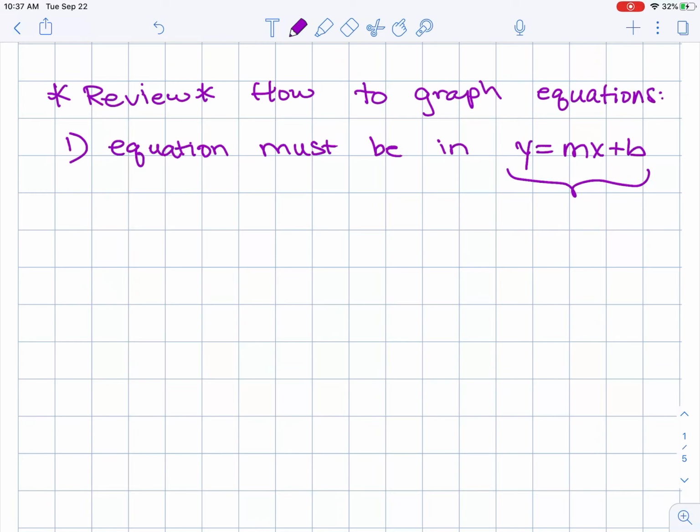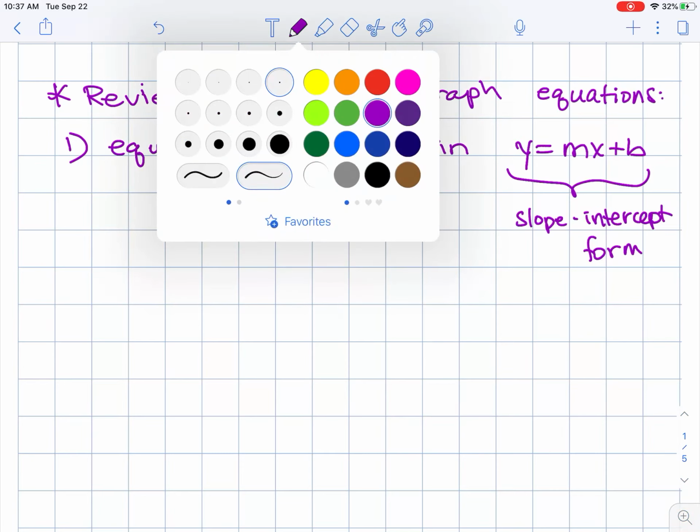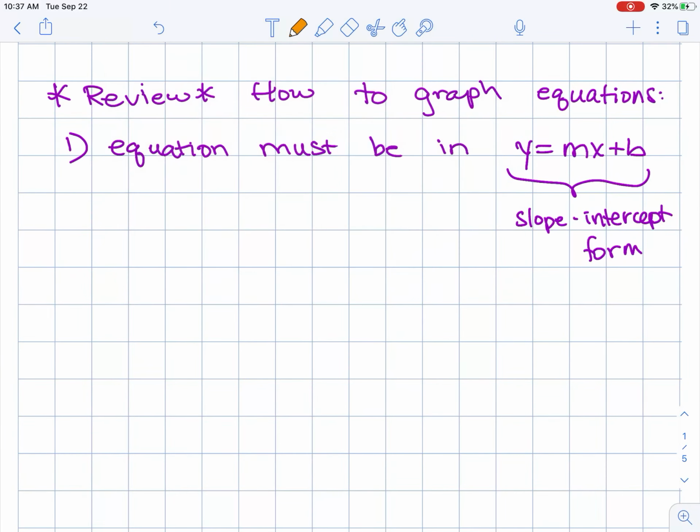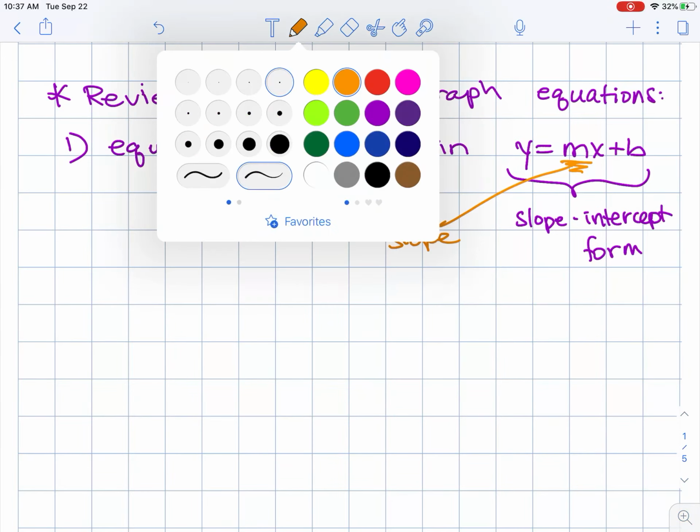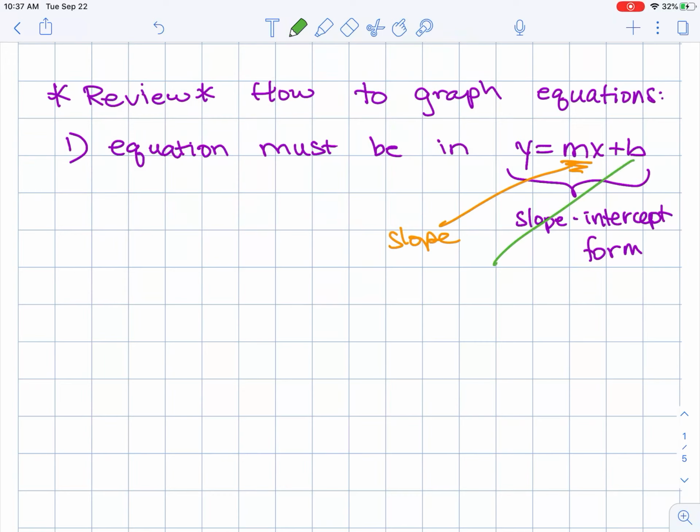Now remember from last time, that's called slope intercept form, right? Where the slope is m and the b is the y-intercept. And keep in mind the y-intercept is wherever the graph hits the y-axis. So as long as your equation is in y equals mx plus b form, the second thing you're going to do is plot the b. Remember, b is the y-intercept.